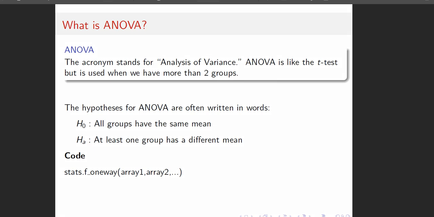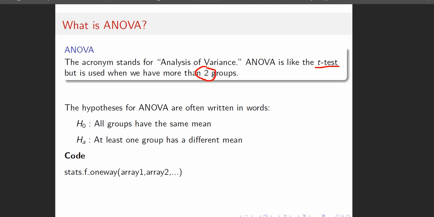What is ANOVA? ANOVA is an acronym that stands for Analysis of Variance, and it's very much like the t-test. The problem with the t-test is that we can only use up to two groups. We can compare two groups. The problem is, what if we have more than that? What if we have three groups or four groups? And this could often happen. I mean, just imagine if we tried to compare racial background or ethnicity. There's obviously a lot more than two groups there.